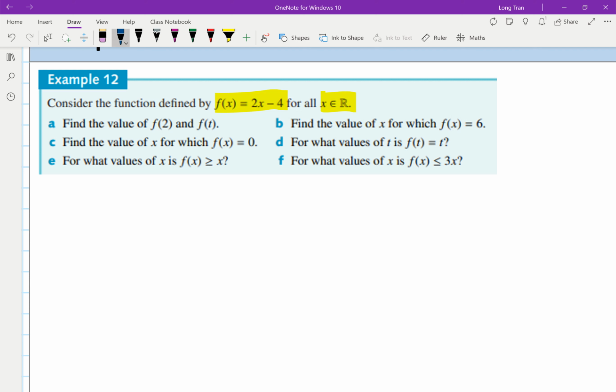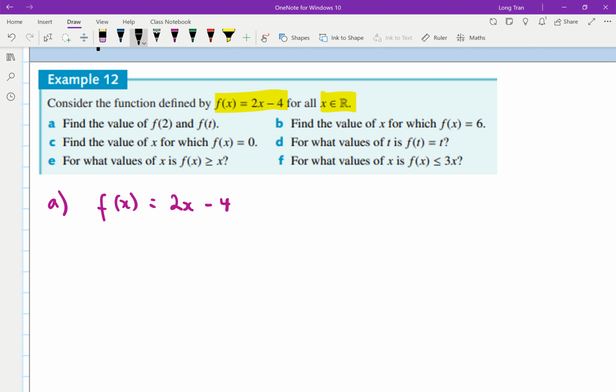So for part A, you can see that they want you to find the value of f of 2 and f of t. Me personally, I would normally just do it on a CAS, but I want to show you how to do it by hand. So here we have f of x equals 2x minus 4. That's your function. There is no limitation based on the domain.